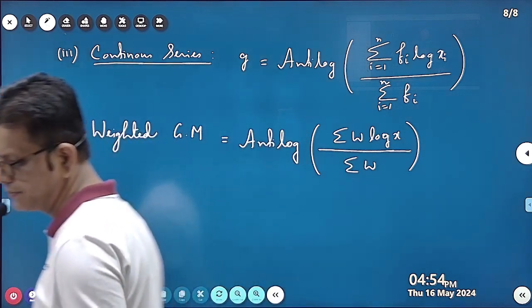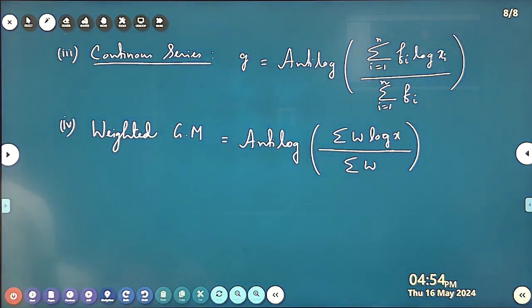Okay. Now, these are the four which we need to do for log and anti-log. With this our module 5.1 will be over, and then we'll go to standard deviation and all. Okay.